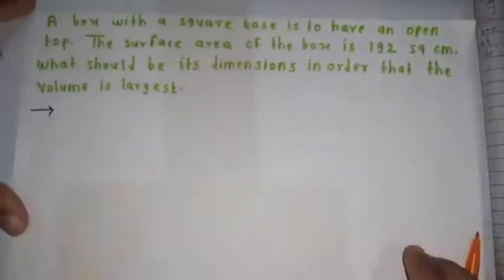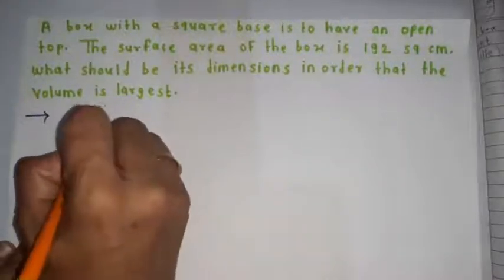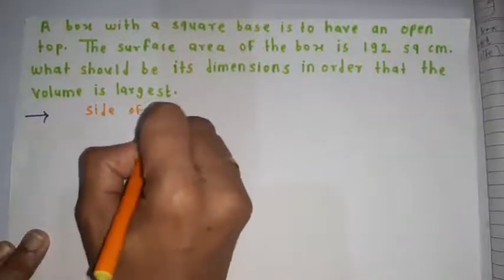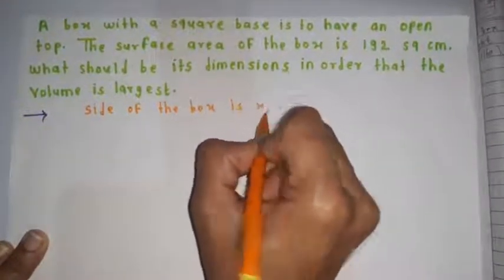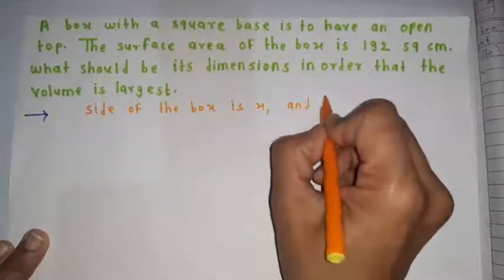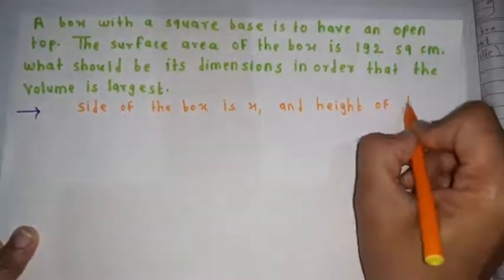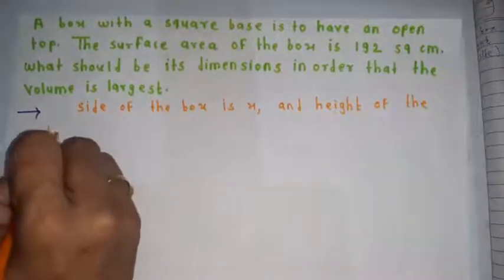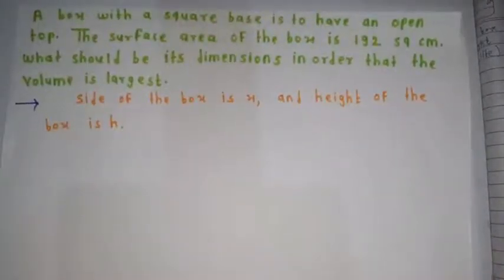So here the problem is a box with square base. Let us consider the side of the base is x, and the height of the box is h.